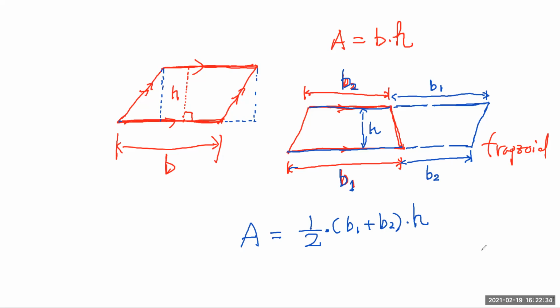Good. So now we're going to look at a triangle. Triangle is basically base times height and then divide by two. The reason for that is because a triangle is basically just half of a rectangle. Actually, it is half a parallelogram.